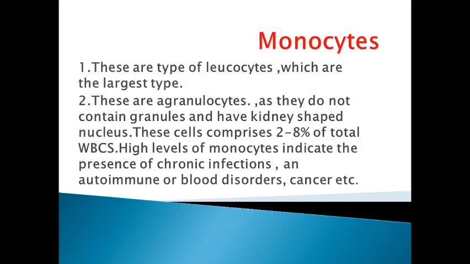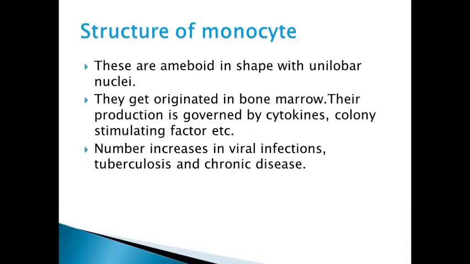Then we discussed the agranulocyte type, that is the monocyte, and we know that monocytes are the largest type of leucocyte. These are agranulocytes and have a kidney-shaped nucleus. The monocyte percentage comprises 2 to 8% of total WBC count, and high levels of monocytes indicate the presence of chronic infection, or it may indicate autoimmunity, blood disorder or cancer.